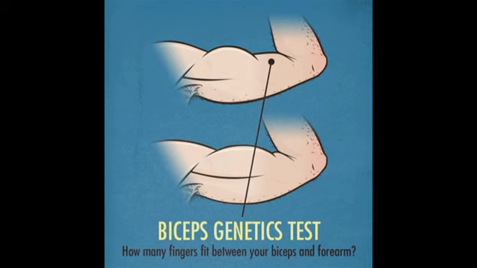So again, it's the same one, just showing the biceps genetic test. How many fingers fit between your biceps and forearm? So take the test, guys. Take a look. Basically, you could say that this is generally speaking for your whole body, but not necessarily so. But generally, if you have shorter insertions like this, then it would stand that you would have the same in your legs and elsewhere.